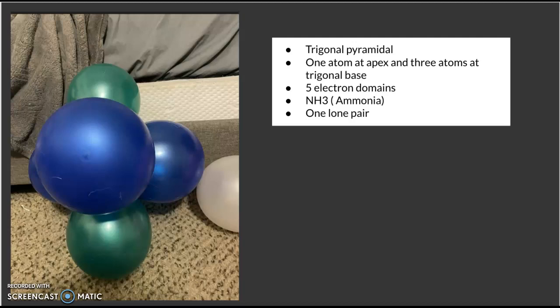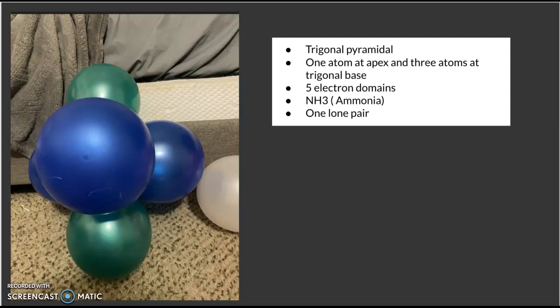Next, trigonal pyramidal, that's kind of how I say it. So as you can see, just want to make sure you guys can see all the balloons, the 3 blue balloons and then the 2 green balloons. So 5 total, and I'm explaining this only because it's important to know that it's 5 electron domains. So not 4, 5. And then there's 1 atom at the apex and 3 atoms at the trigonal base. It has 1 lone pair and 5 electron domains.